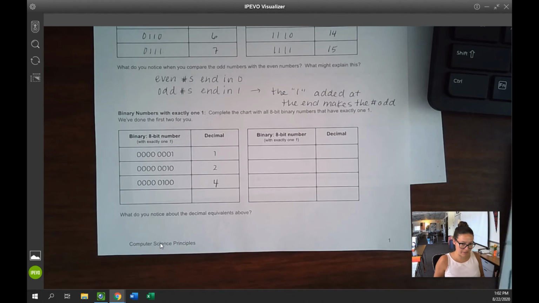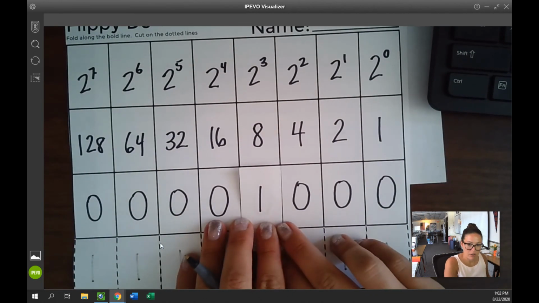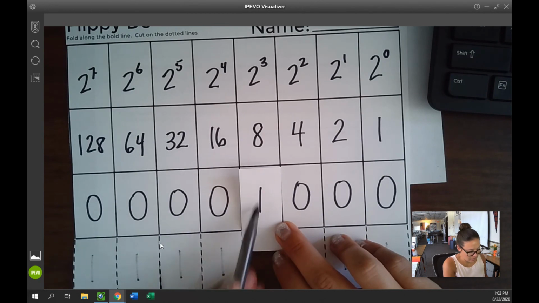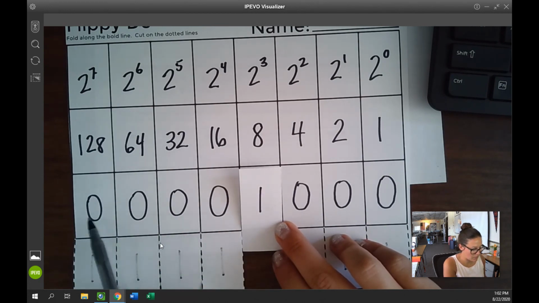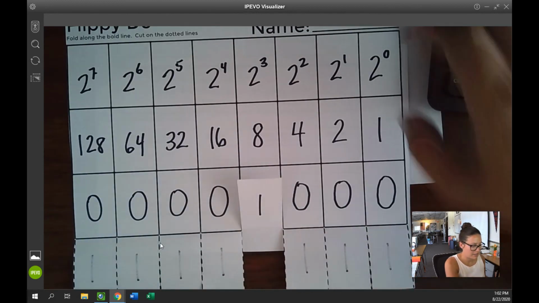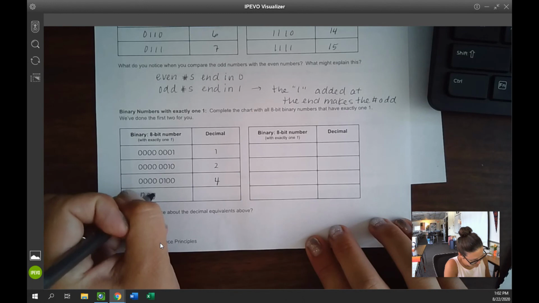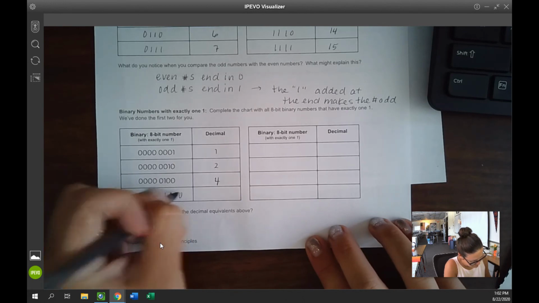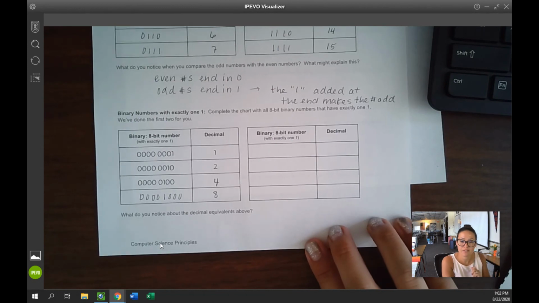Let's do one more together. If I put a 1 in the next place value, that means I have a 1 in the eights place. So this number here is 8. Okay, pause the video, fill out the rest of this table on your own.